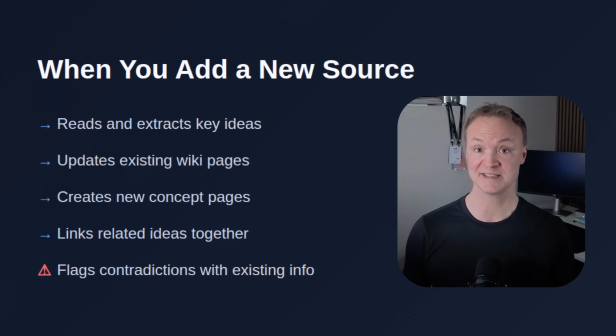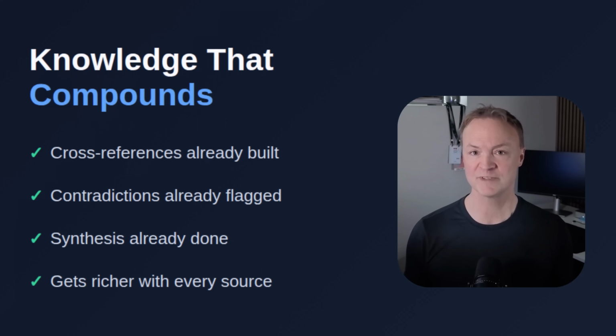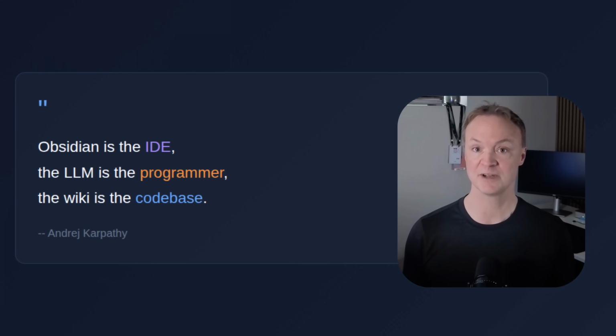It updates existing pages, it creates new pages for new concepts, it links related ideas together, and if the new sources contradict something already in the wiki, it flags that too. So over time, the wiki keeps growing and getting richer, the connections are already there, the synthesis is already done. When you ask a question, the AI is not starting from scratch, it's actually working from a pre-built organized knowledge base.